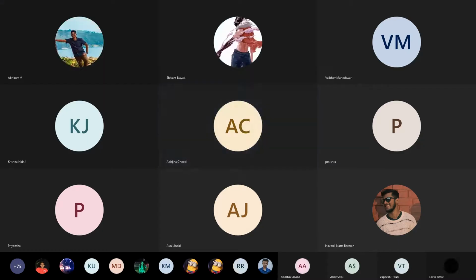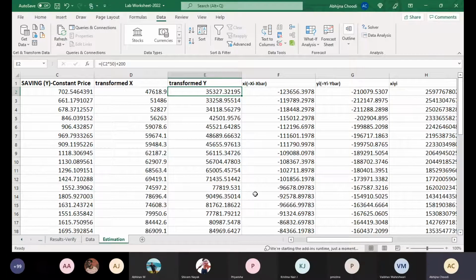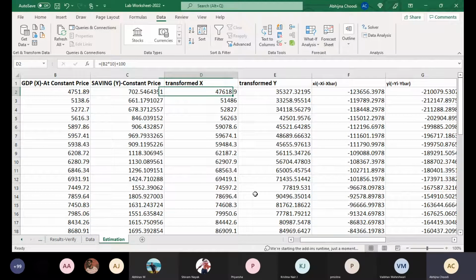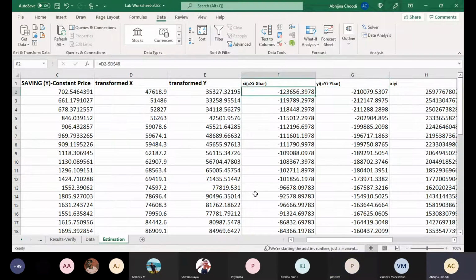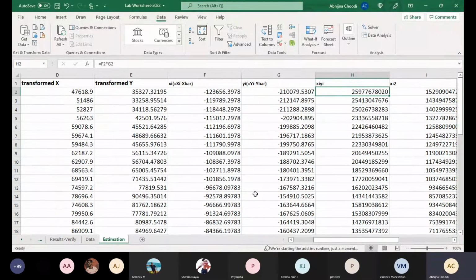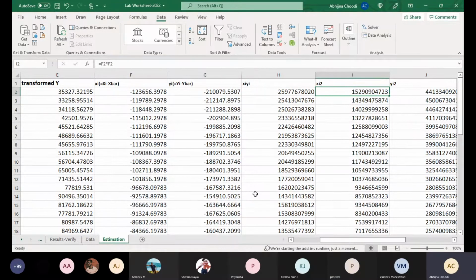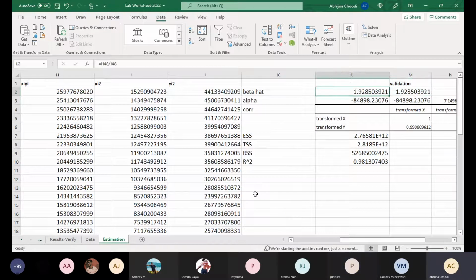Here I've written the transformed variables, where x is x into 10 plus 100 and y is y into 50 plus 200. So you have copied that for all the observations. Yeah, very good. And then I found xi minus x bar, and then I did the same for y, and then I did xi yi, xi square, yi square. And then I found the beta hat value and alpha value.